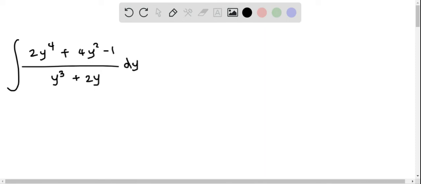Let's evaluate this integral of the proper rational function, that is 2y power 4 plus 4y squared minus 1 divided by y cubed plus 1 dy. So we have to evaluate this integral. This basically involves about three steps. That is, in step 1, we are going to perform a long division.